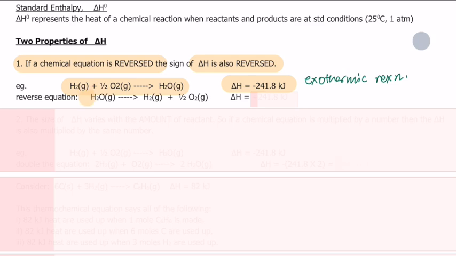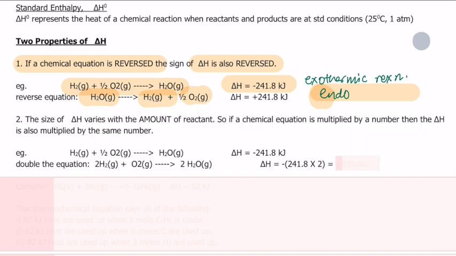So what we are saying is that if you were to reverse this equation, if you were to actually look at water breaking up to form hydrogen and oxygen, then the sign of delta H would change and this reaction would now become endothermic. You have plus 241.8 kilojoules of heat required to break up water. So this is electrolysis. You actually need an electric current to break up water.